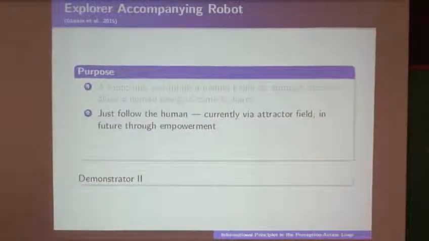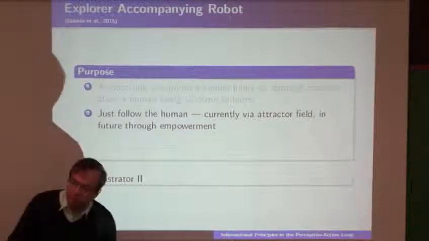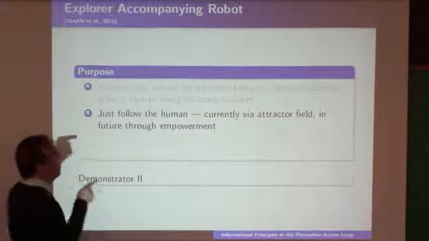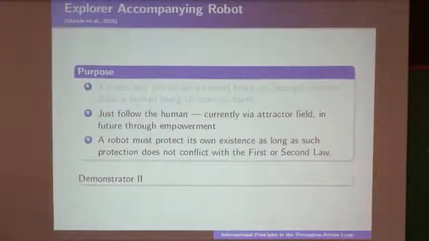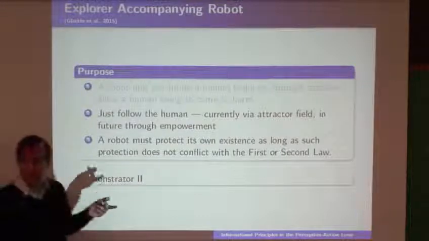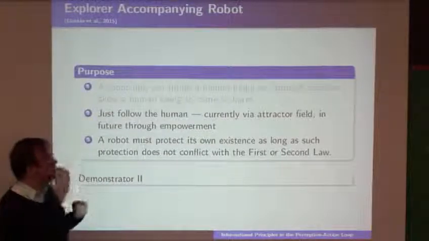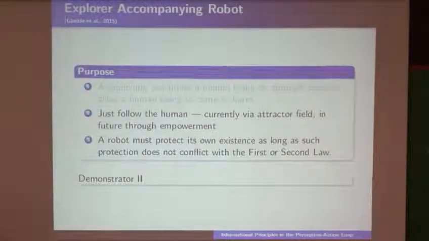We had just a very simple task, follow the human. So right now we say follow the human just by an attractor field. This is explicitly given. In the future we're going to do that by empowerment. And the third point is actually interesting, that's very typical for empowerment. A robot must protect its own existence if it's not conflicting with other goals. And empowerment is a kind of survival measure. So you lose empowerment, that's bad for you.